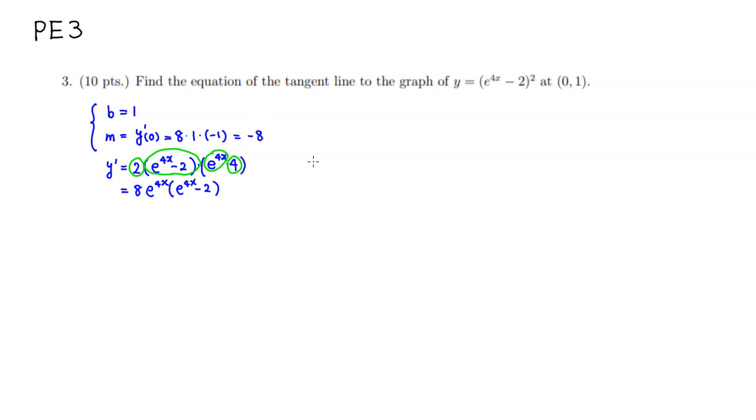So therefore, using the slope-intercept form, the slope is negative 8, so y equals negative 8x plus b, which is 1. So this is the equation of the tangent line we're looking for. That's it. I hope that this was clear.